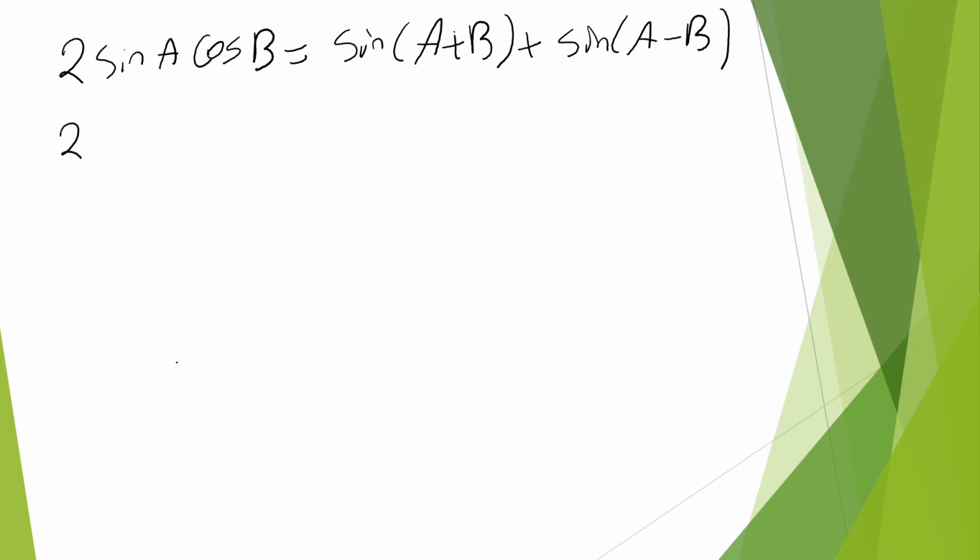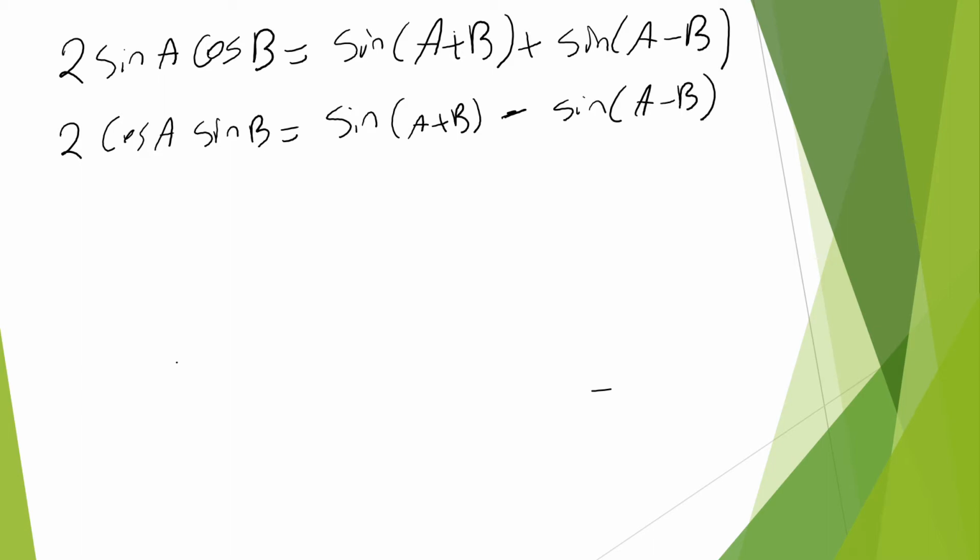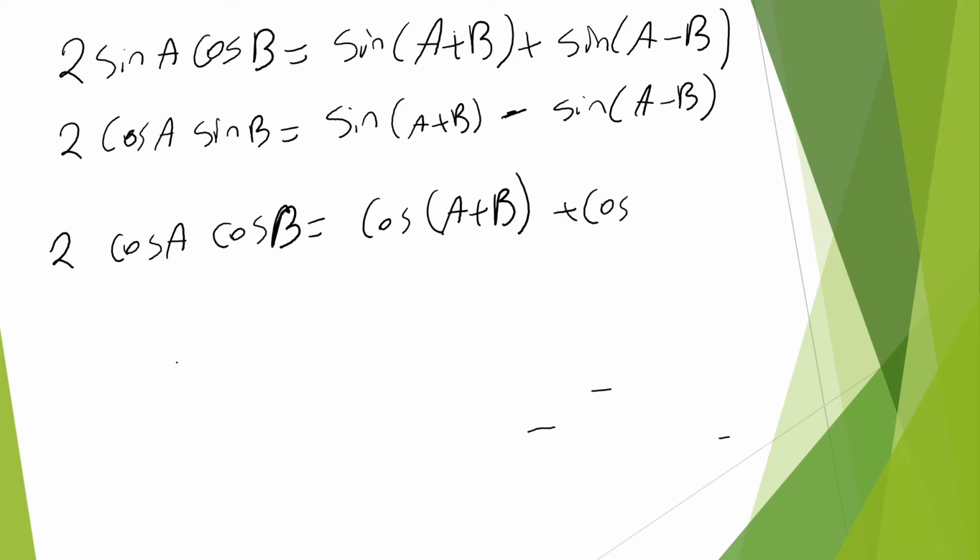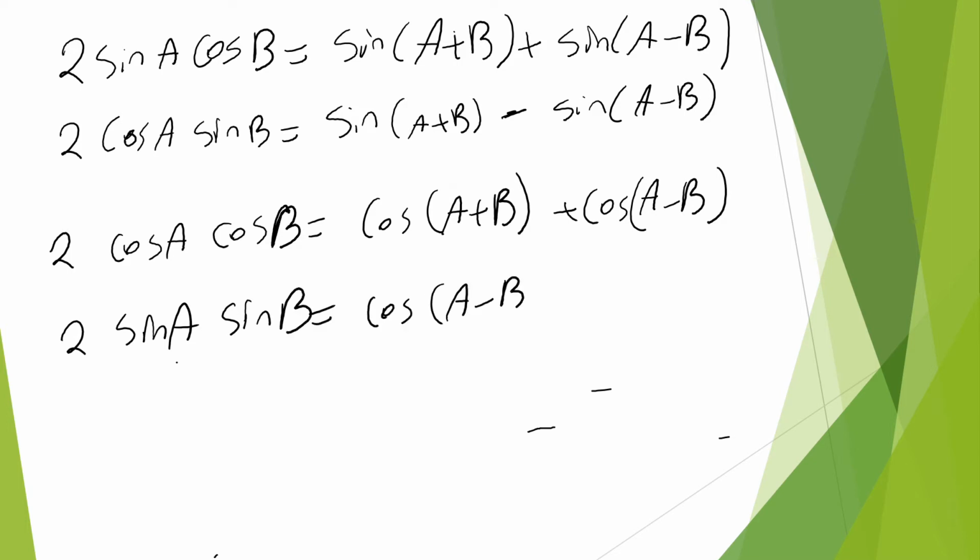Another one is 2 cosine A sine B, which is the same as sine A plus B minus sine A minus B. Another one, when you have 2 cosine A cosine B, is the same as cosine A plus B plus cosine A minus B. So this is if you have a product and you want to convert it to a sum. 2 sine A sine B is equal to cosine A minus B minus cosine A plus B.